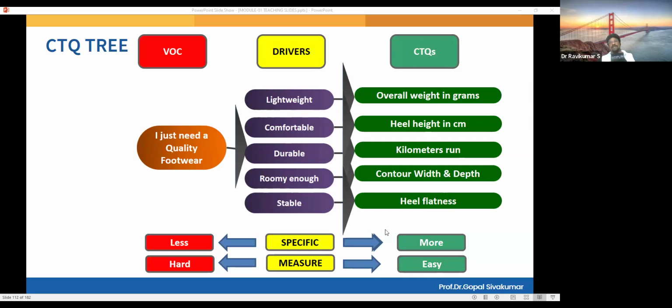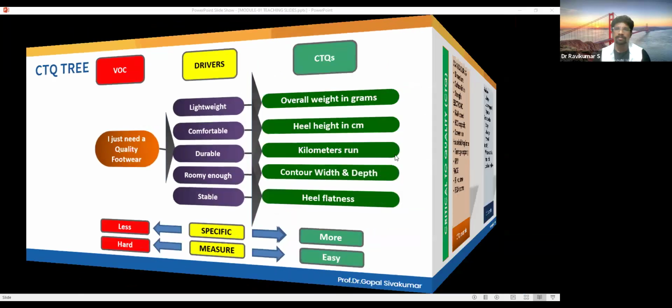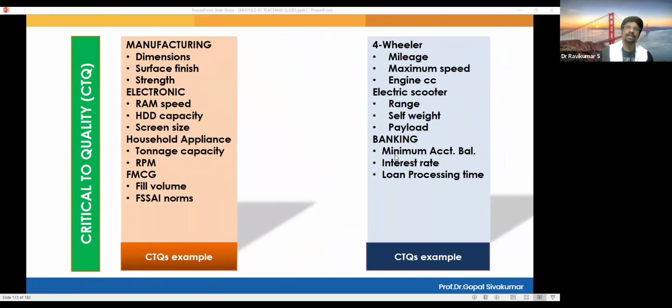So at the end, you have converted that into a CTQ, which is more specific, more understandable, and easy to measure. That is how you convert the voice of the customer into more understandable, specific, and measurable data. Without measurable data, it is not possible to set a target, set a goal. So always you need a metric which you can achieve. So these are some of the examples of critical to quality.